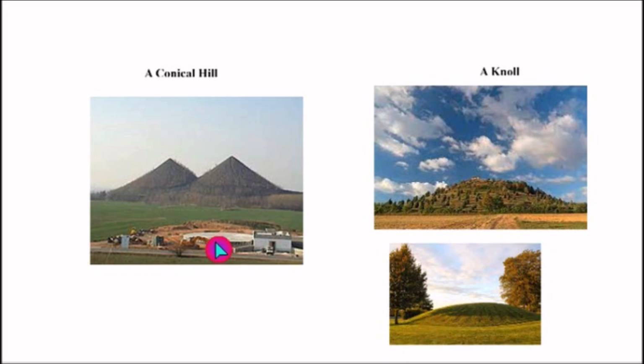And then we also said that they are usually isolated mountains. As you can see, both are isolated, and usually they are the only mountains in their surroundings. So you can see clearly in the picture. These two pictures are knolls, and this is a conical hill.